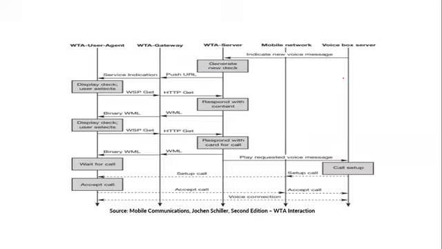So let us see one typical example of how the interaction between the user agent, gateway, server, mobile network, and voice box server happens in a WTA, in a wireless telephony application. So this particular example shows an interaction between the WTA client, WTA gateway, WTA server, and the mobile network and the voice box servers.